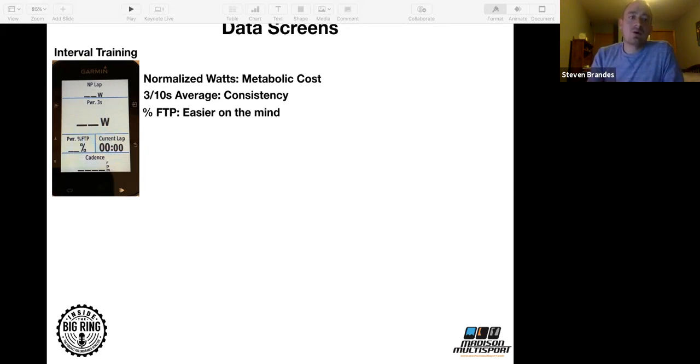Never have power, let alone power, be your data screen. It's basically every little micro change in power, and people go nuts. Get the 3-second or the 10-second average. It'll be a lifesaver for you. It smooths everything out. It helps out tremendously. So the rest of it's pretty self-explanatory.